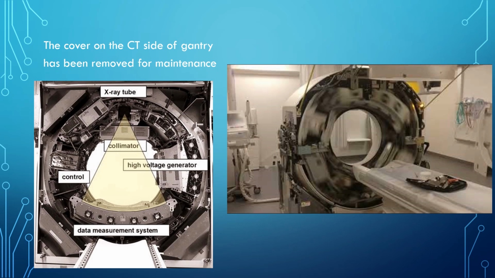But this is a cross-sectional view. You have the X-ray tube up here with the data measurement system and the detectors down here. The collimator is there between the tube and the detectors, and then you also have that high voltage generator that's supplying the current to the X-ray tube.